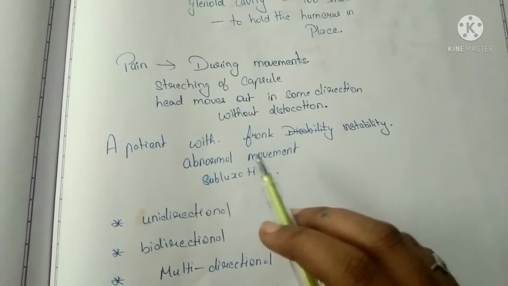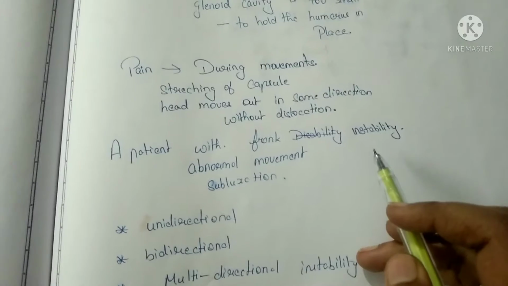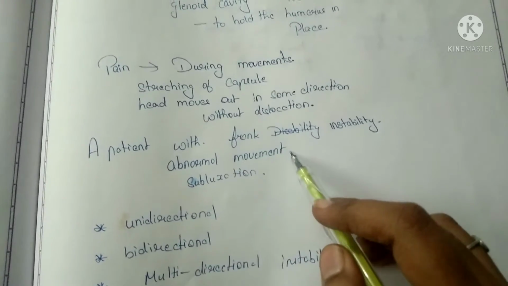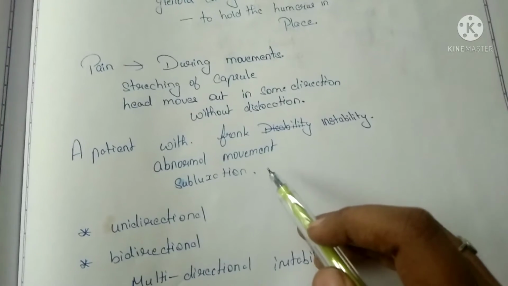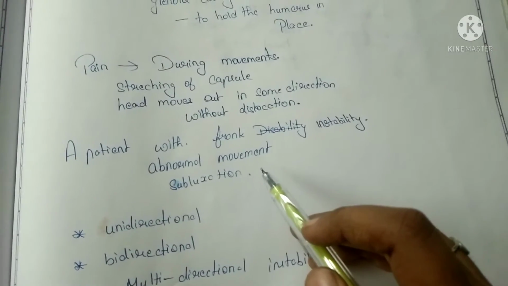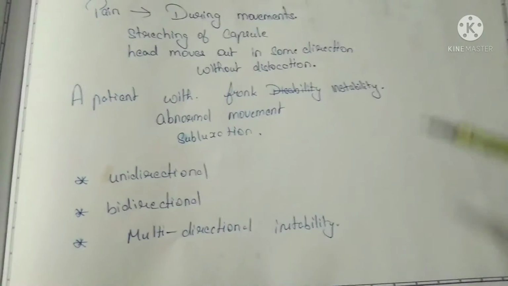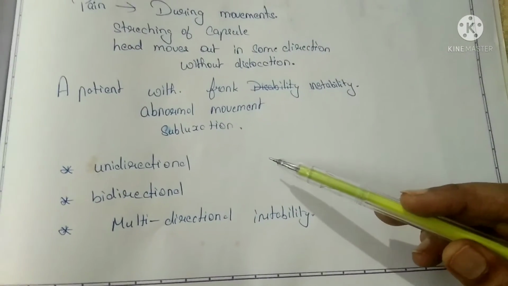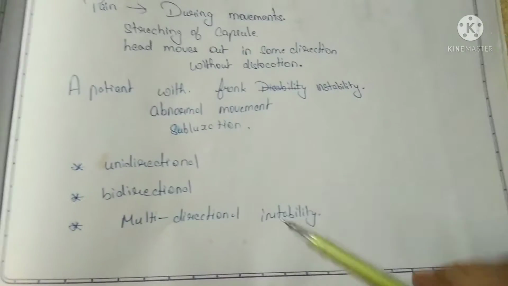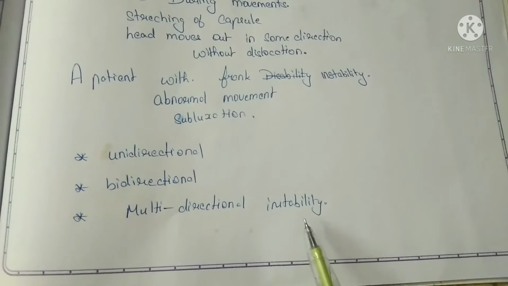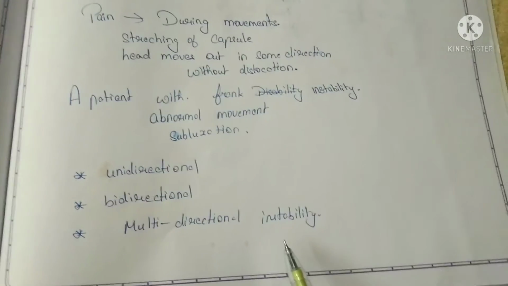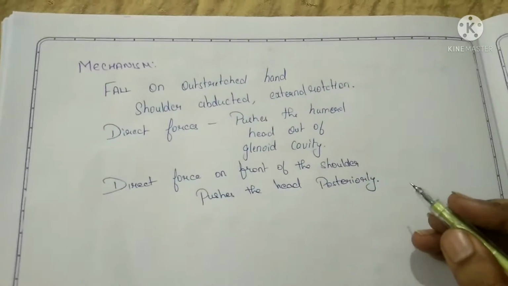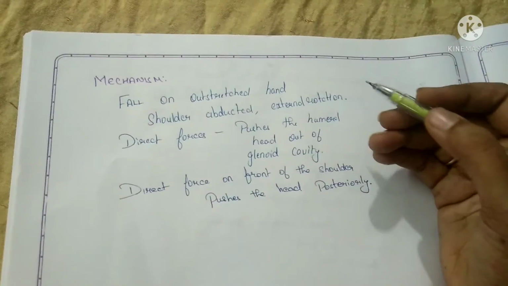In severe instability, there will be abnormal movement. The head of the humerus will move abnormally, and there is also subluxation of the joint. Instability is also based on the direction in which the head of the humerus moves: unidirectional, where it moves in a single direction, bidirectional instability, then multidirectional instability, where it moves anteriorly, posteriorly, and also inferiorly.